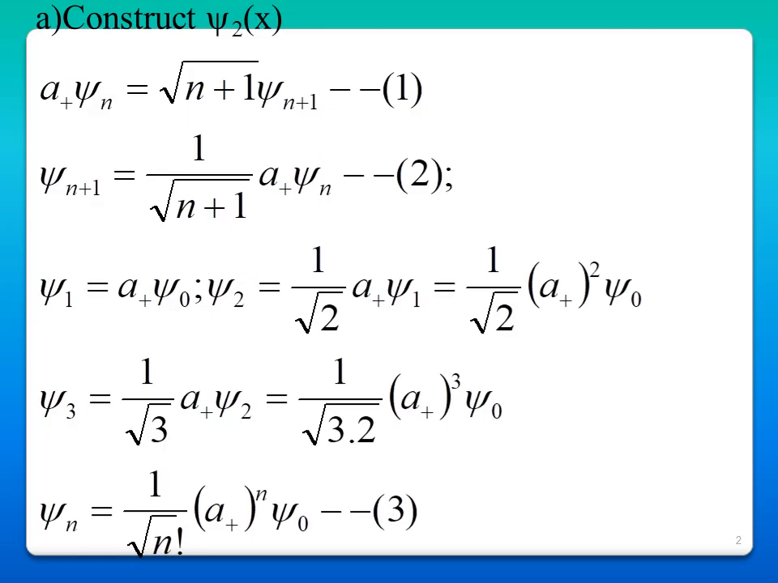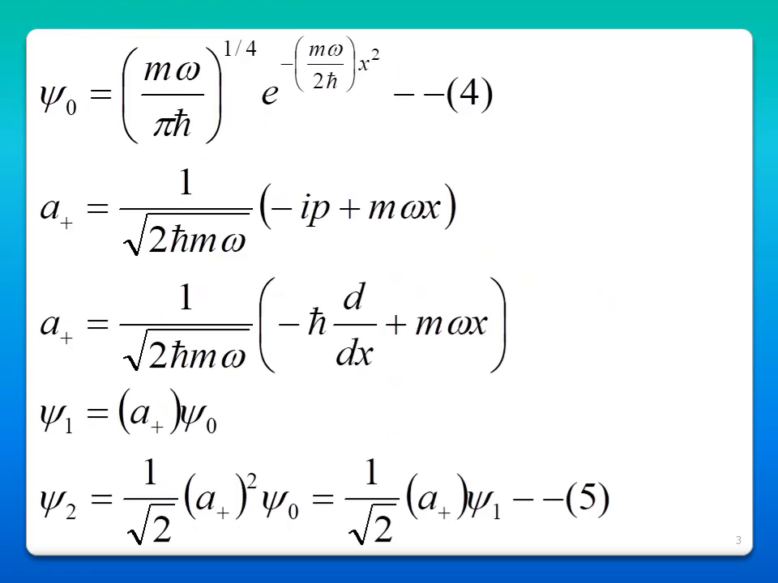So psi 3 is 1 by square root of 3 A plus acting on psi 2. If you put the psi 2 value, then it is 1 by square root of 3 into 2, A plus 3 times on psi naught. So as a whole, psi n is equal to 1 by square root of n factorial, A plus n times, acting on psi naught.